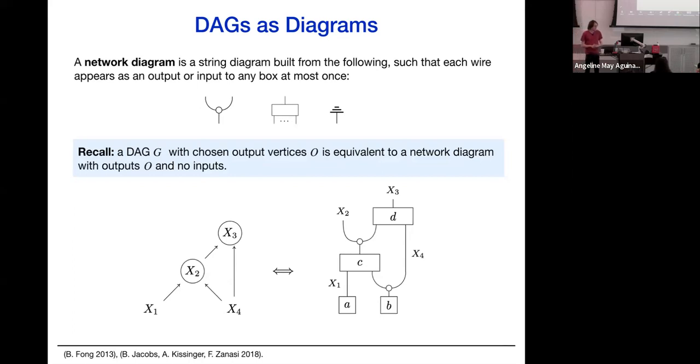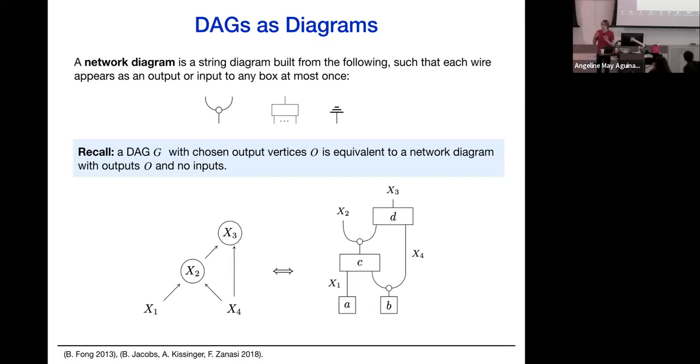So on the bottom here, we have the DAG, same pictures from the Causal Models talk. You have this DAG and the equivalent network diagram. So x2 and x3 here are circled. They'd be like observed variables, and the other two would be hidden. And so in the network diagram, you take a wire for each variable, and you copy it. You have a box that produces that wire. So like the box C is producing x2 here in terms of its parents in the DAG, so that's x1 and x4. And you pass it to its children in the DAG, and you pass it out of the diagram as well if it's an output.